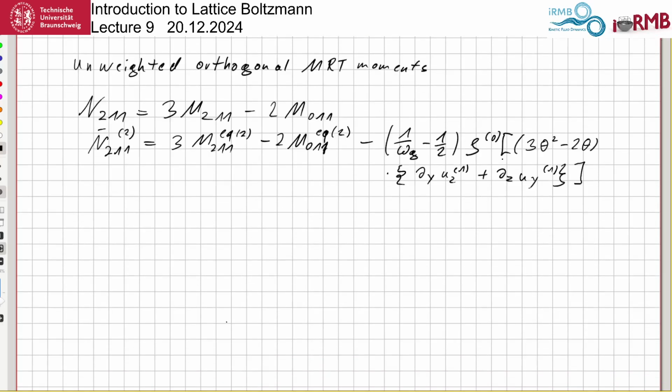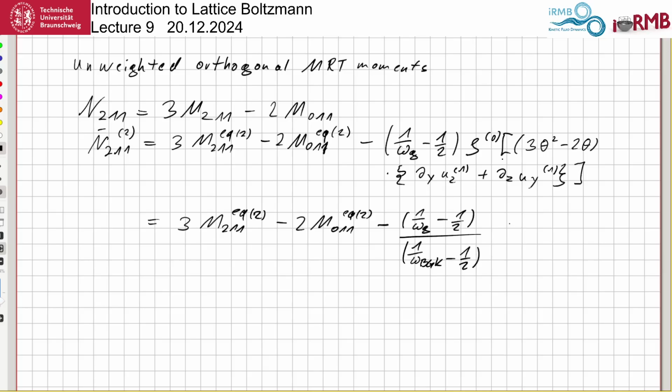So if we introduce all of this, we get 3 M211 equilibrium to second order minus 2 M011 equilibrium to first order. And here we again have 1 over omega g minus 1/2 divided by 1 over omega bgk minus 1/2 times (3 theta minus 2), which is non-zero, times M011 to second order minus rho 0 uy first order times uz first order. Okay, so now we have done 2 things, by the way.